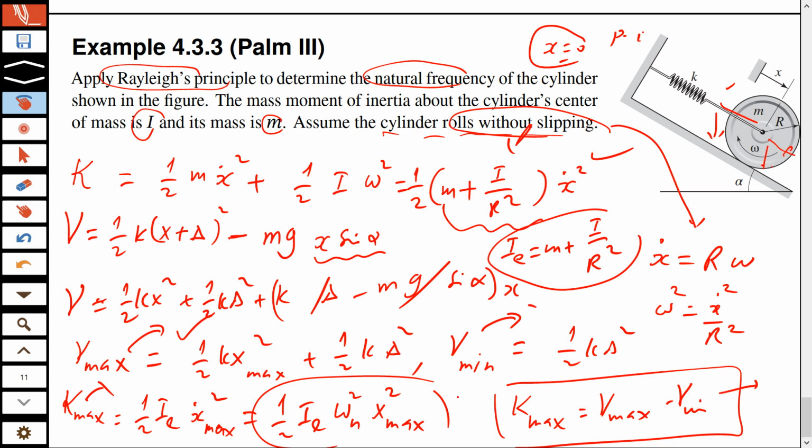Plug these three values into this equation, and the only unknown is omega n, because x max will cancel on both sides, and this half k delta squared will also cancel because of the difference. x max is on this side and on the other side too. So the only unknown in this algebraic equation will be omega n. So we are done with this now.